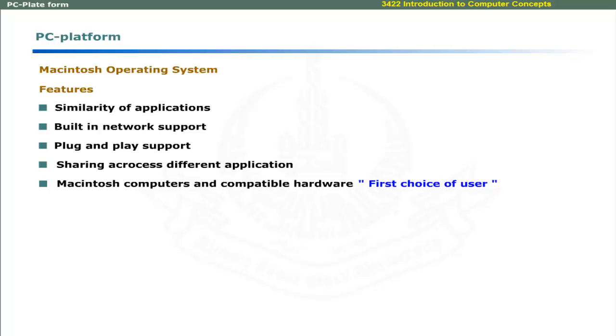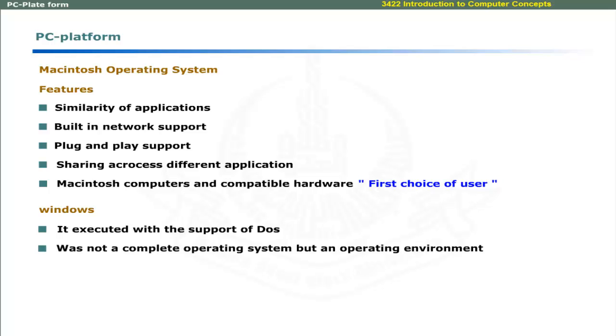Realizing the popularity of GUI, Microsoft introduced Windows in the mid-80s. It executed with the support of DOS. Windows replaced the command prompt mode of DOS with a point-and-click graphical user interface. Windows was not a complete operating system, but an operating environment.